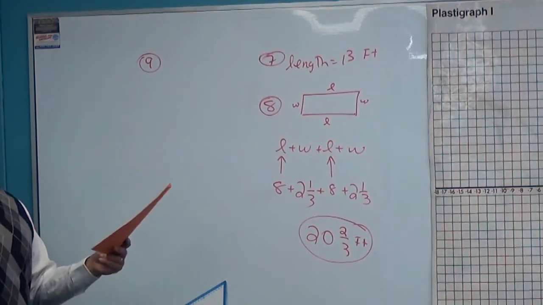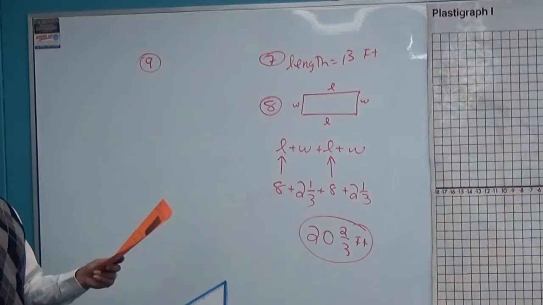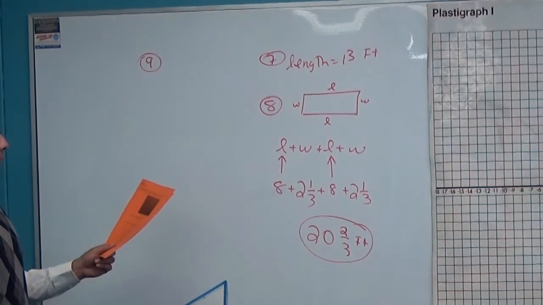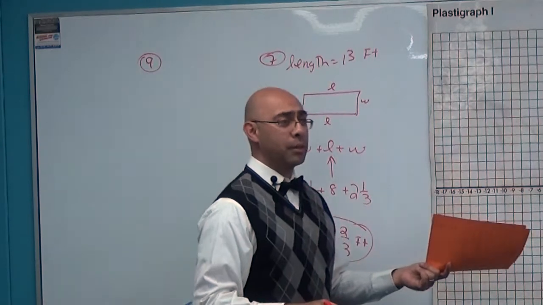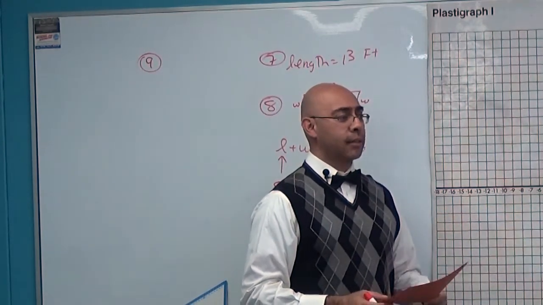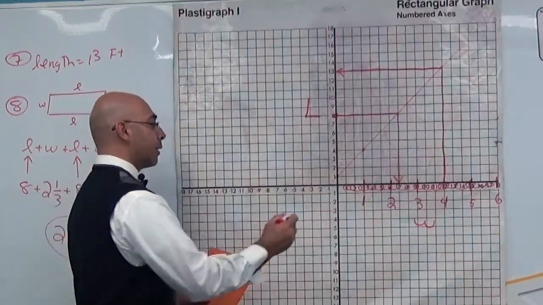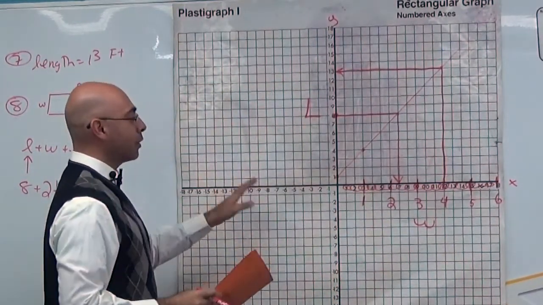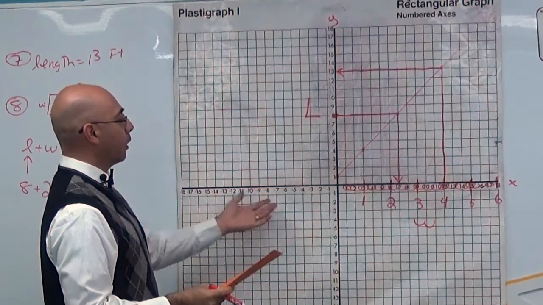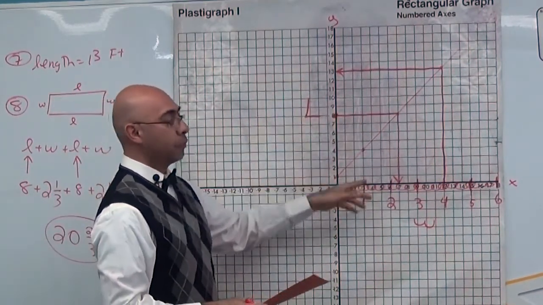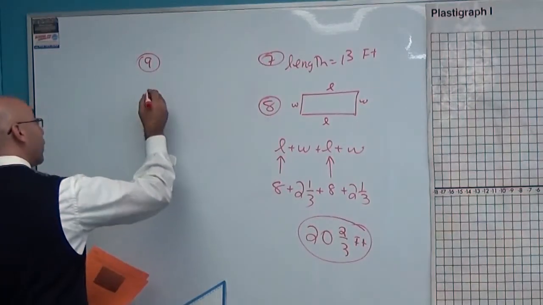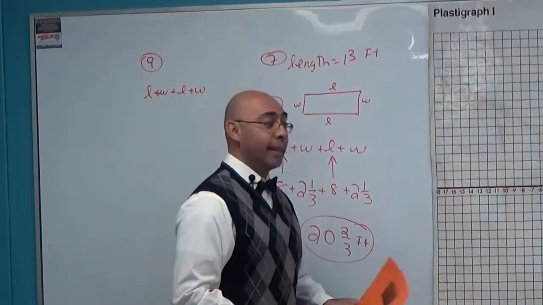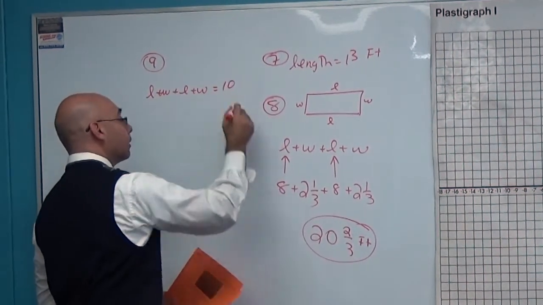So for number 9, it says if the perimeter is 10 feet, what are the values of x and y? So x, I don't remember. What is x? Oh, that's right. X is this. So that's x, and that's y. Oh, so they just want what is the length and what is the width. That's what they're asking for. And perimeter, again, is length plus width plus length plus width. And they say that final answer is going to be 10.